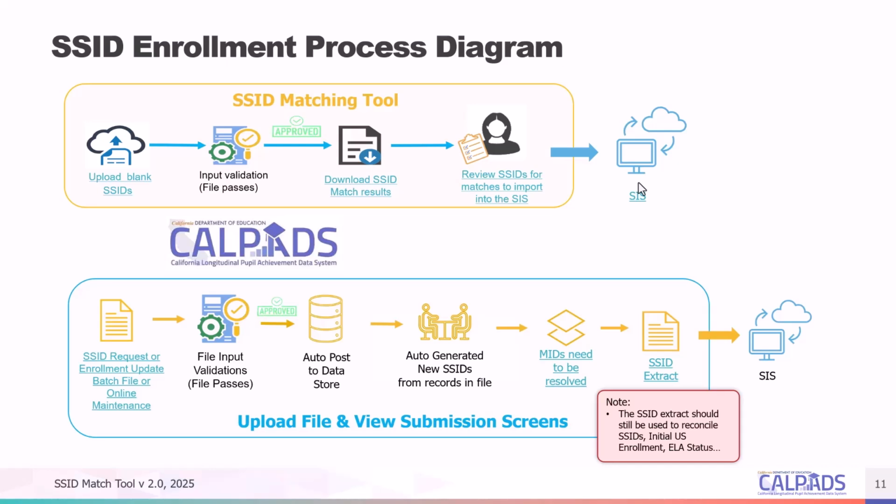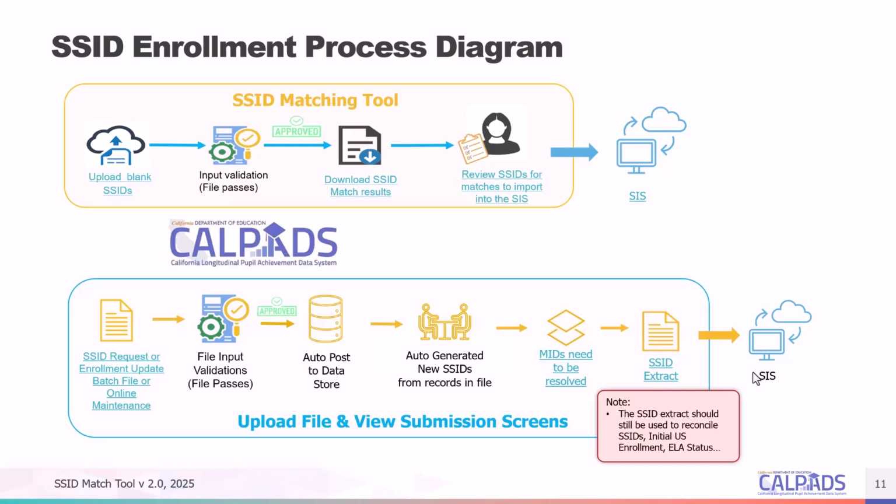Once you have assigned SSIDs to those candidates who have been found to have matches in CalPADS, you will extract a new SENR file with those SSIDs and submit that file as an SENR batch upload into CalPADS. That SENR file will be subject to input validations, and once it does pass, the data will be automatically posted to CalPADS. Those students who were not found matches using the SSID match tool and still have no SSID will be assigned SSIDs at that time. You still need to resolve MIDs after matching your candidates and assigning new SSIDs. Once you have resolved any MIDs, you then request an SSID extract.